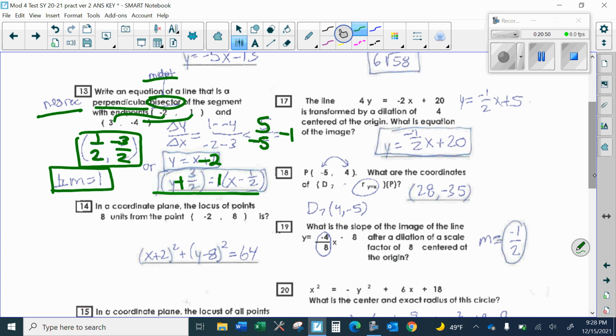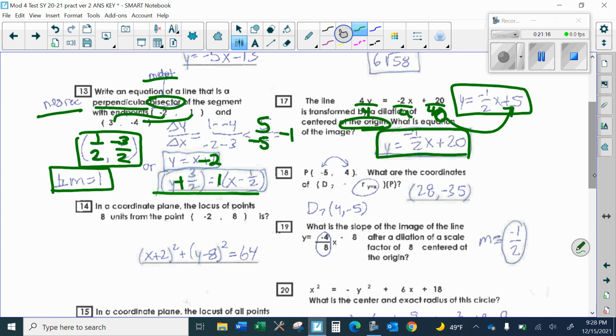All right, number 17. I need to first solve this for y. So divide each by 4. I get this right here. Centered at the origin is easiest, because now I just multiply the y-intercept by the scale factor. I have the 5 there times that scale factor of 4 is 20. Okay, slope does not change.